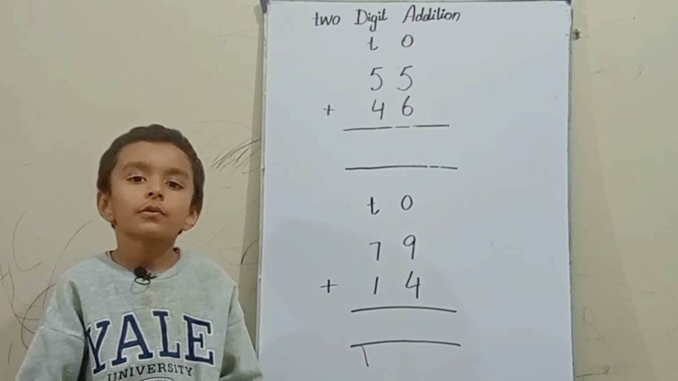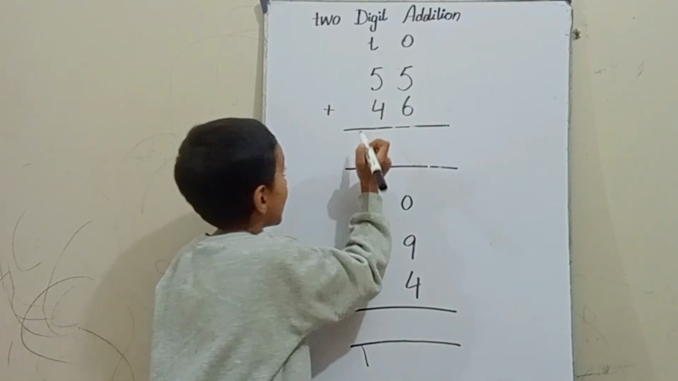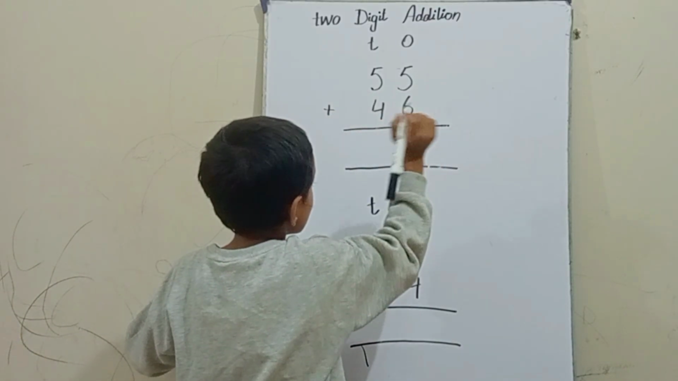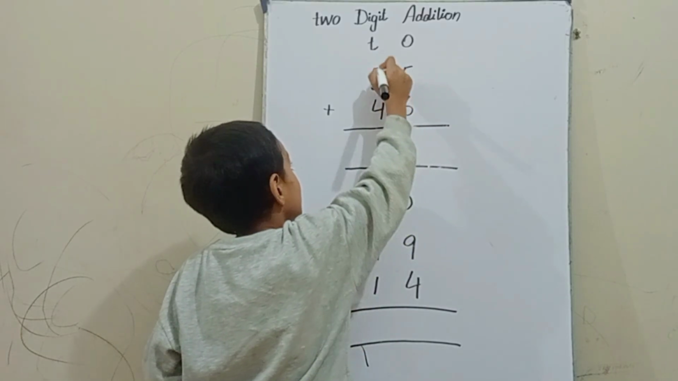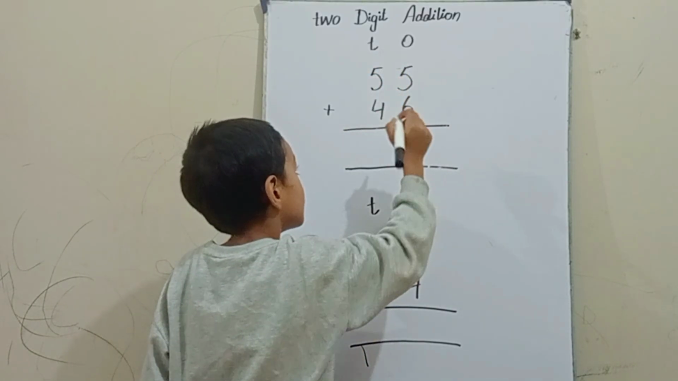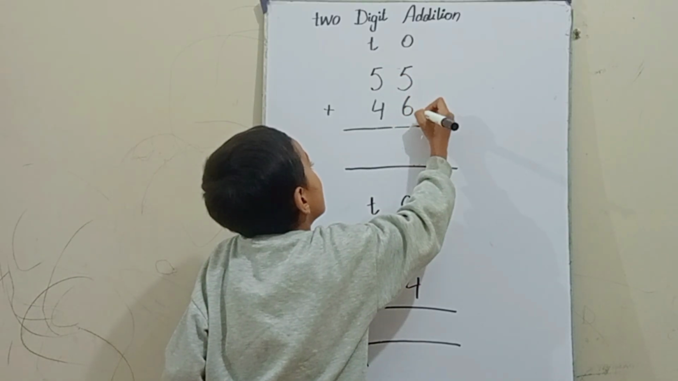Today we learn two-digit addition. Let's start. 55 plus 46. This is ones side. This is tens side. First, we will add ones side.